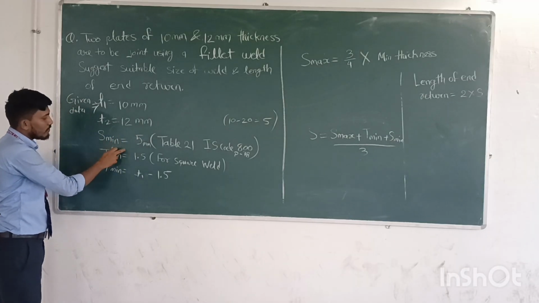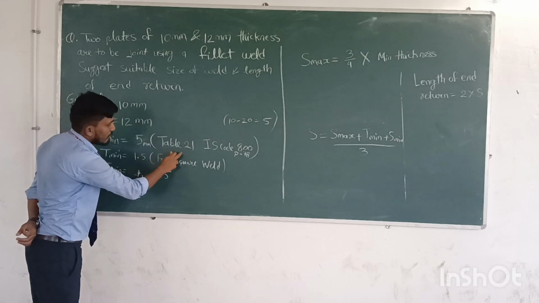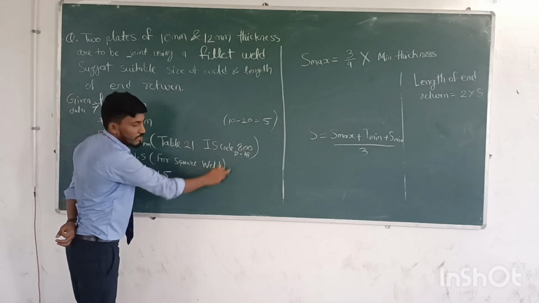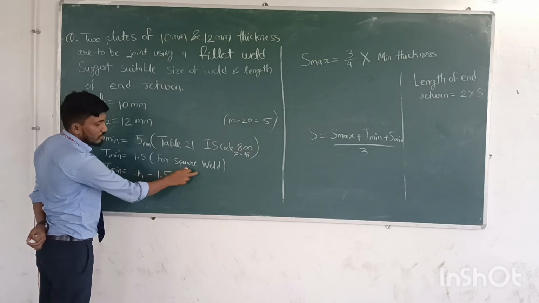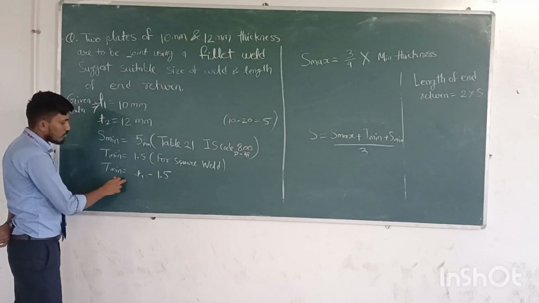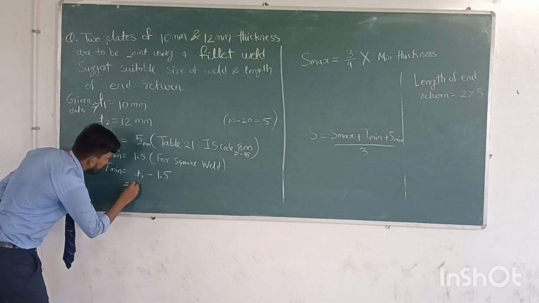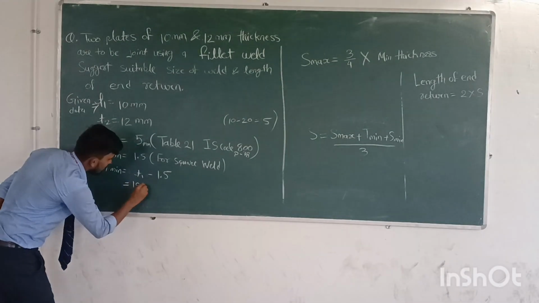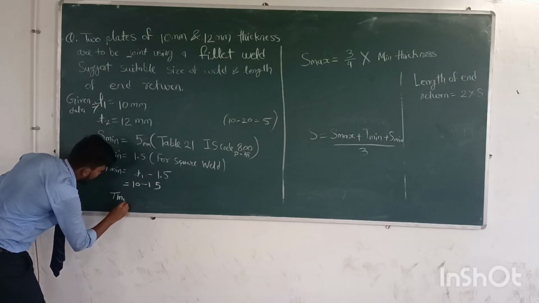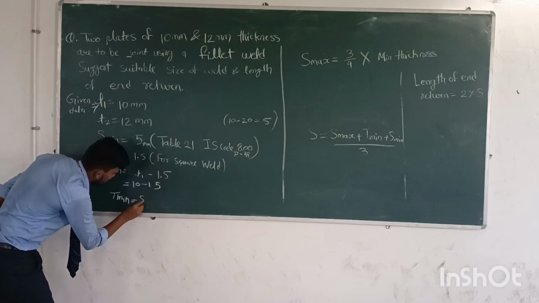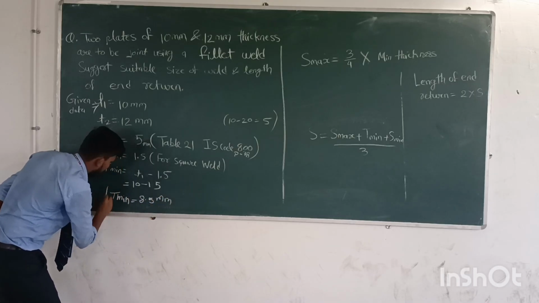The minimum size of the weld for the plate is 5 mm as per Table 21 of the IS code, page number 78, and the minimum thickness is 1.5 less for the square weld. So T minimum is equal to T1 minus 1.5. Put the values. T1 is 10 minus 1.5. So T minimum is equal to 8.5 mm.